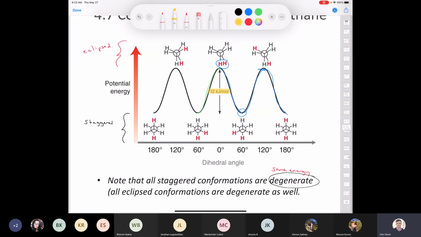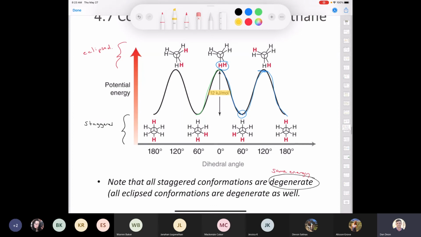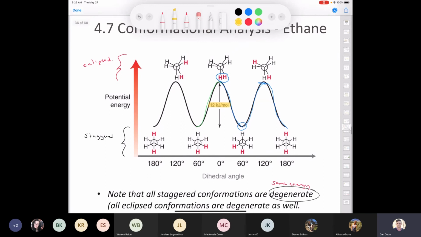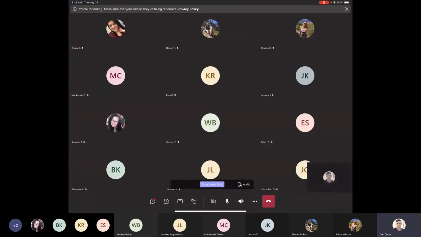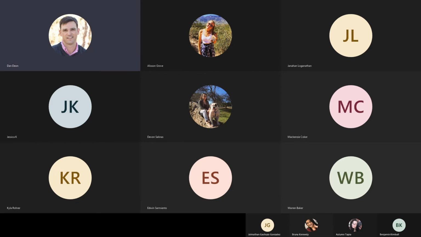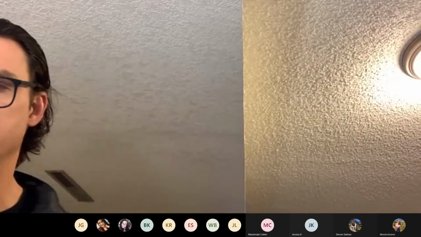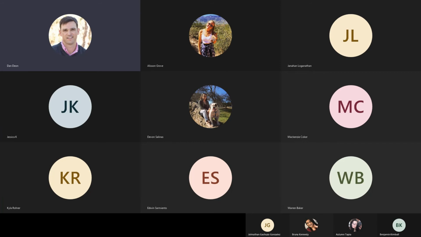Well, there we go. So let me just go over the camera here for a second, and I'm sure that you're all following me, but I want to do a little demo here with my model kit to show you the conformational analysis of ethane. So let me go over to my camera here. All right. So here is a model of ethane.